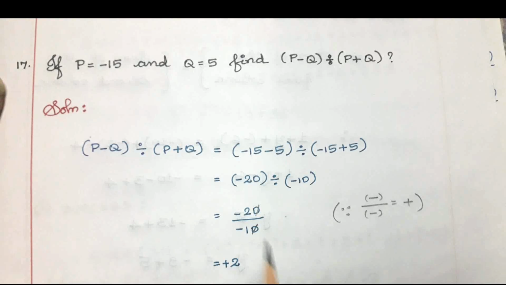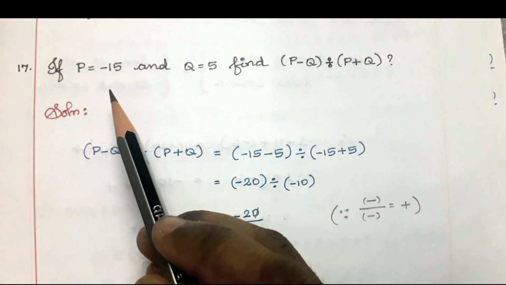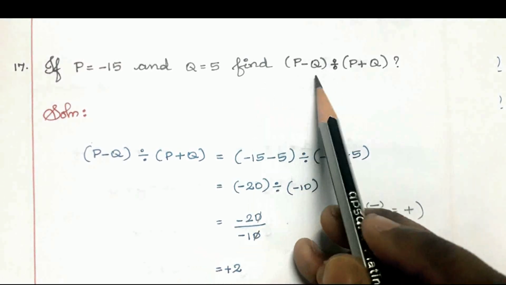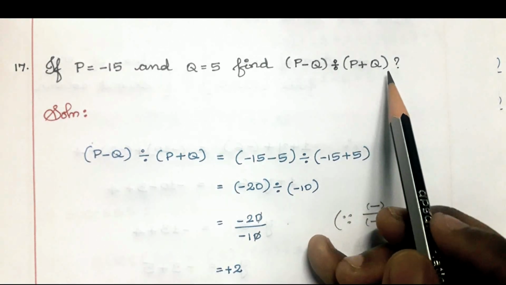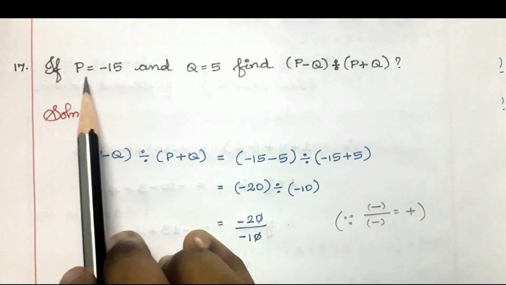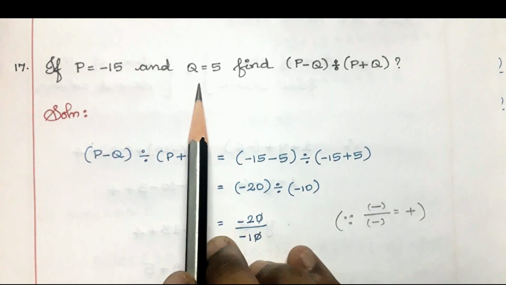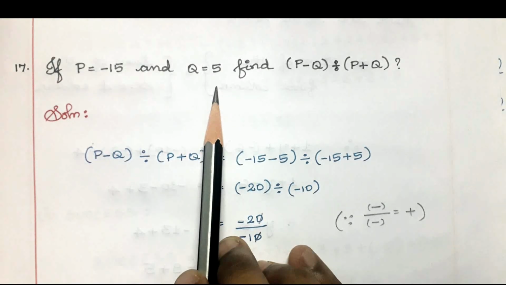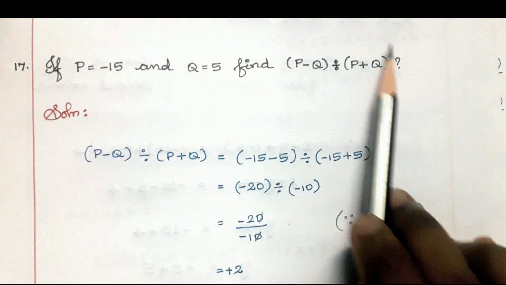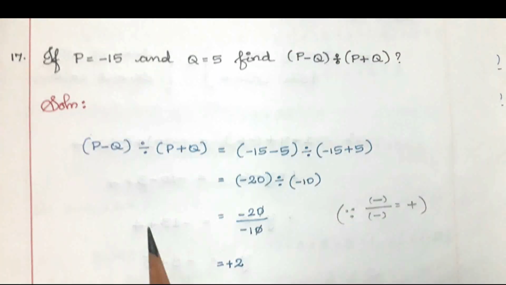Yes. 17th question. If p is equal to minus 15 and q is equal to 5, find p minus q divided by p plus q. Okay, so in the question they have given that the value of p is minus 15 and the value of q is 5. Now we want to find this mathematical expression.